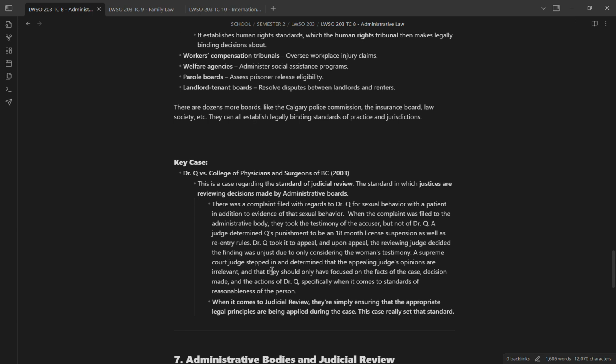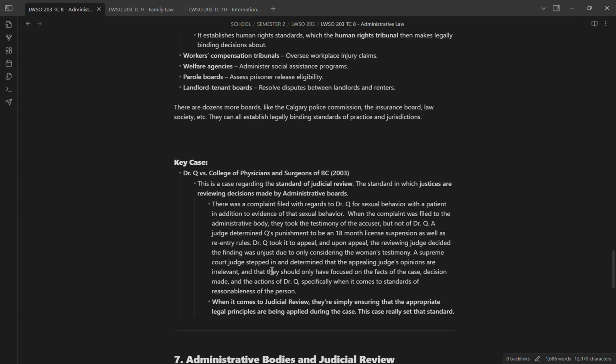Q for sexual assault with a patient, in addition to evidence of that sexual behavior. When the complaint was filed to the administrative body, they took the testimony of the accuser, but not of Dr. Q. A judge determined Q's punishment to be an 18-month suspension, as well as re-entry rules. Dr. Q took to the appeal, and upon appeal, the reviewing judge actually decided that the finding was unjust due to only considering the woman's testimony.